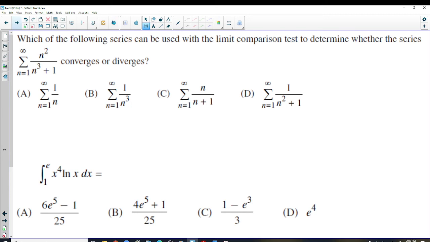Which of the following series can be used with the limit comparison test to determine whether the series converges or diverges? I'll tell you on the free response part, there's going to be a lot of ratio tests. There's going to be an occasional geometric series test. You might run into alternating harmonic series and harmonic series on free response, but you probably won't see a lot of limit comparison or integral test. They leave that for multiple choice most of the time. So anyway, the question is, if we're going to use limit comparison test, which one would we compare this to?